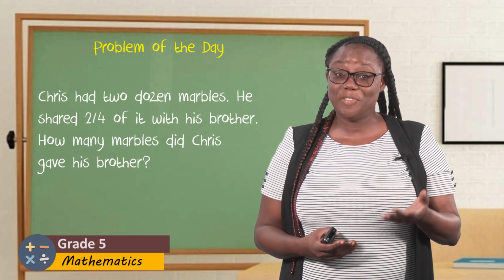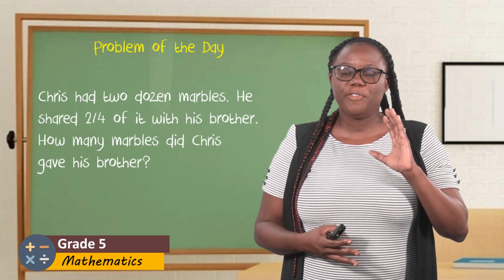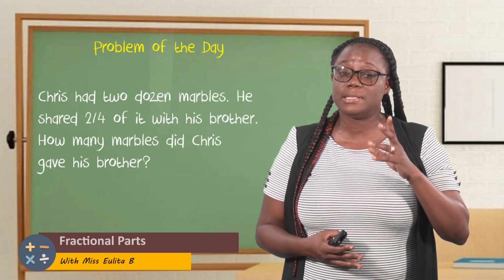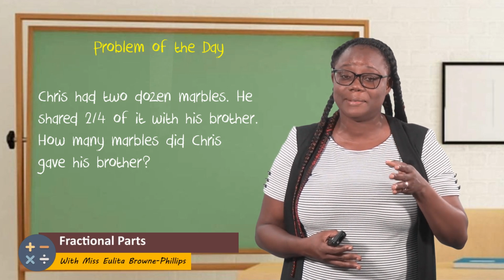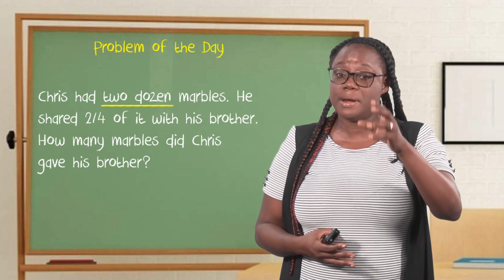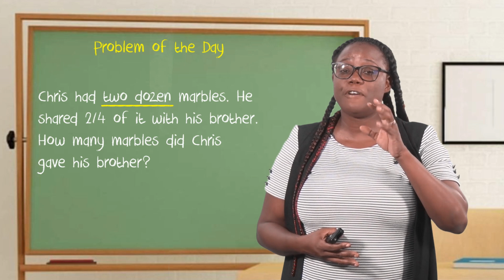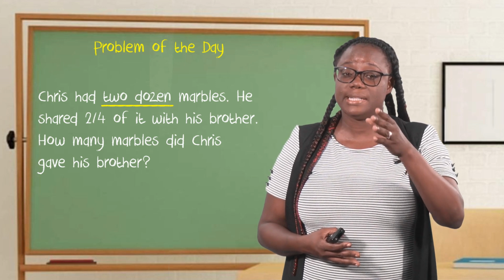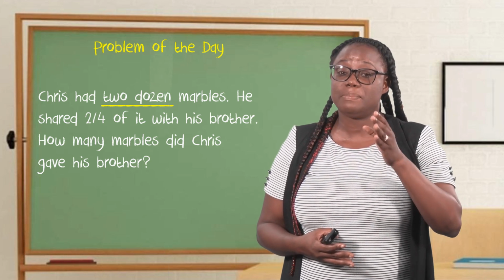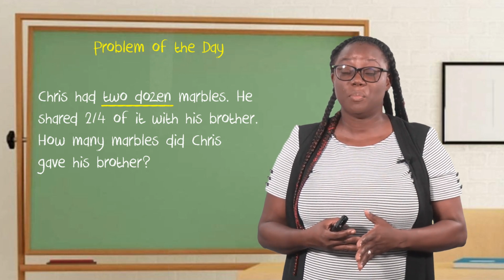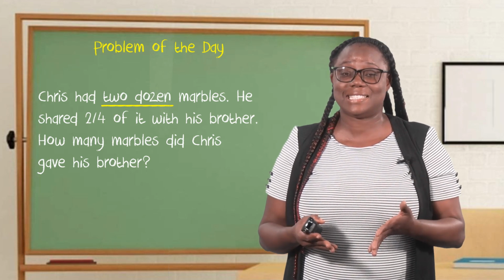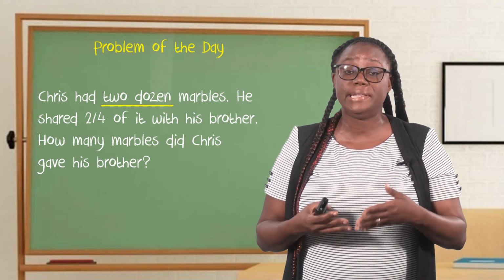Boys and girls, you should be finished by now. But before we work this problem, we have to figure out how many marbles exactly Chris had. So, we know that he had 2 dozen marbles, but we would like to have a whole number to represent that. So we now have to figure out how many things make 1 dozen. Boys and girls, do you know how many things make 1 dozen? Yes, 12 things make 1 dozen.